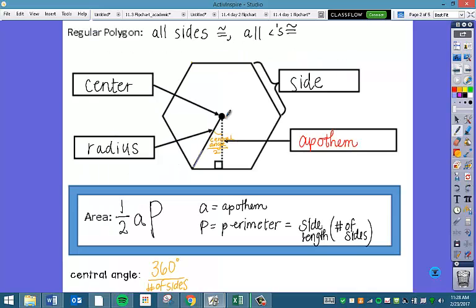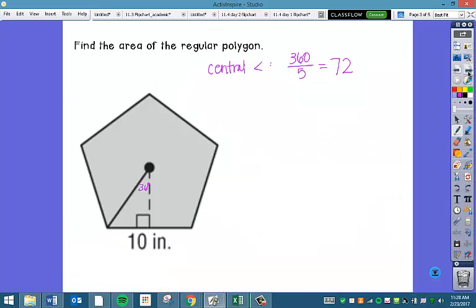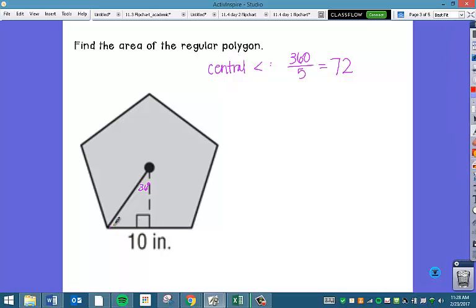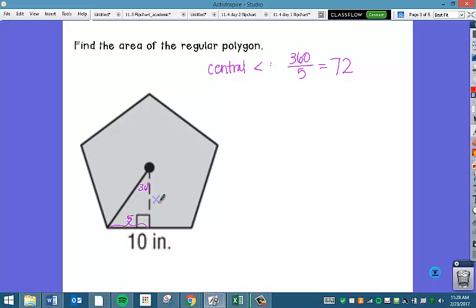We talked about how these are isosceles triangles. And so if this is an isosceles triangle, this apothem is dividing this side into two congruent pieces. So if this whole entire side is 10, that means that this little nugget is going to be half of that, which is 5. And I'm going to figure out what my apothem is. So I'm going to call my apothem x.